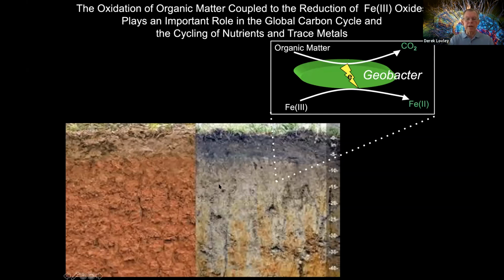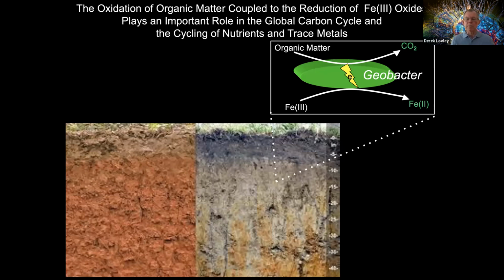When these soils go anaerobic, microbes like Geobacter become important. They reduce that iron oxide, which strips the brownish reddish color, leaving this gray or sometimes black color behind. And this is important in the iron cycle, of course.